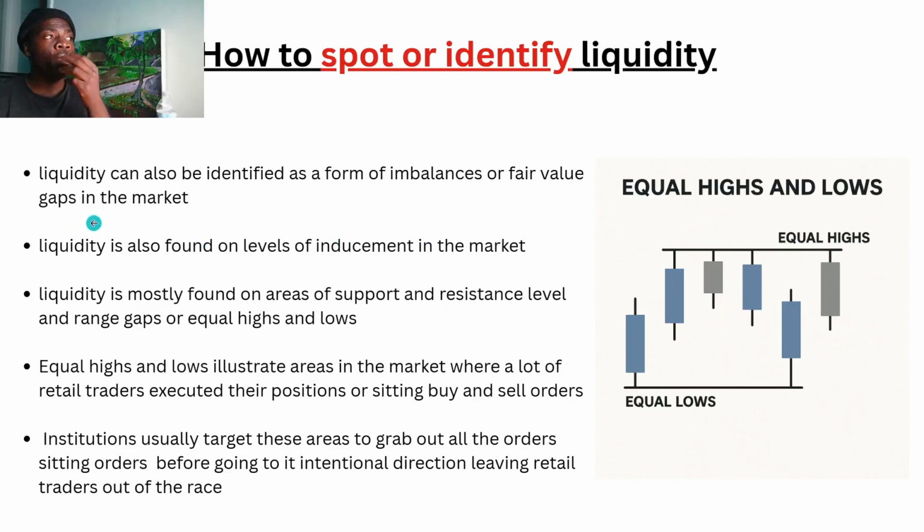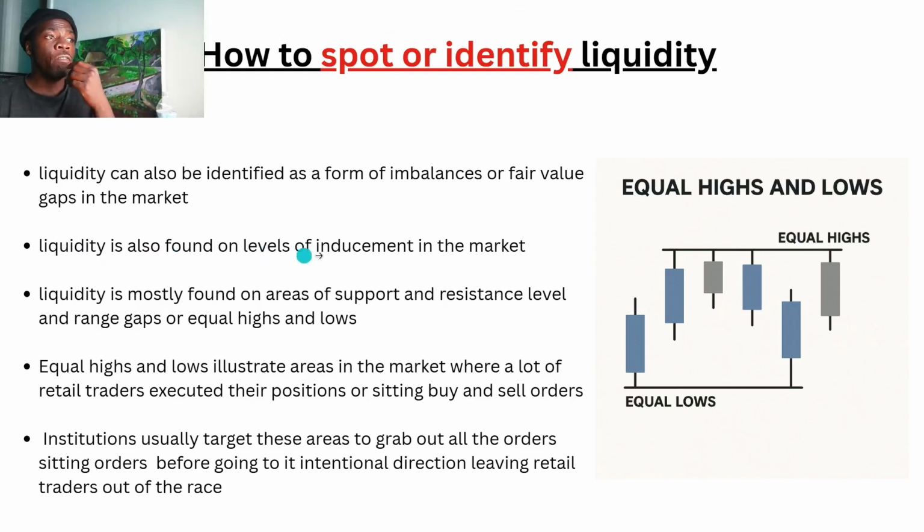Fair value gaps or imbalances are forms of liquidity in the market, because once the institutions push price, they have to bring price back to fill those imbalances or fair value gaps, and then tap into a demand zone to push price back to where they wanted to go.